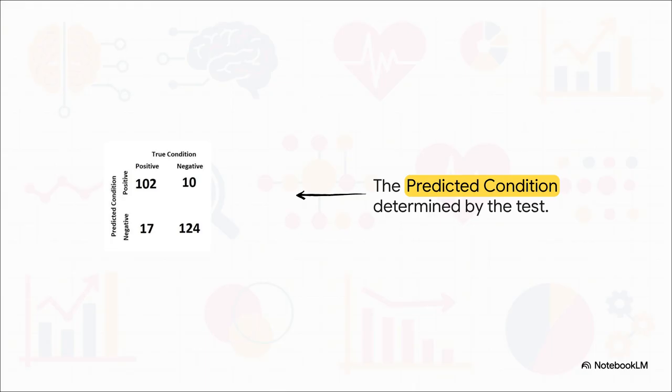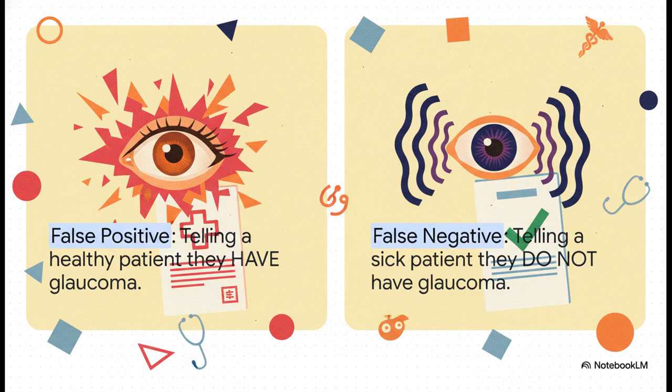This is what the medical test just guessed about the disease. This is that piece of paper your doctor hands you. The test predicts either positive or negative. But as we're about to see, the test prediction doesn't always match up with the patient's true reality. And when the test gets it wrong, well, that's when we enter the terrifying life-or-death stakes of diagnostic errors.